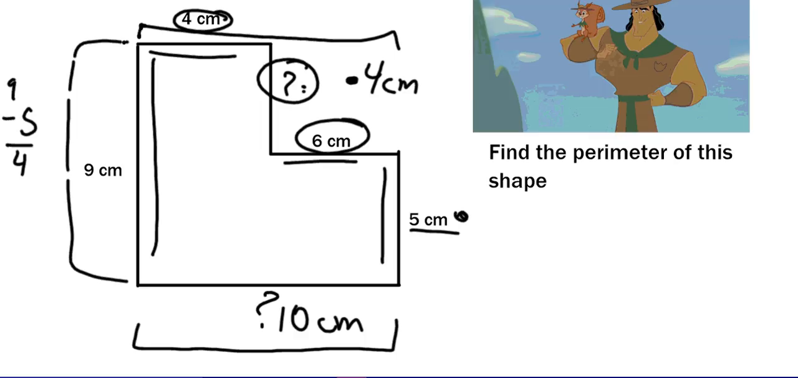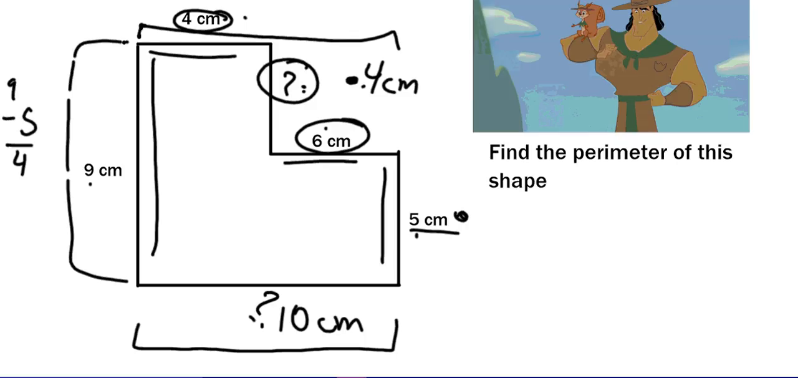All right, hey now there, fella. Calm down. Don't get ahead of ourselves. Now that we have identified all the sides, now we can add them all together. Right? We can take our 9 plus our 10 plus our 5 plus 6 plus our 4 plus another 4 and get ourselves an answer.